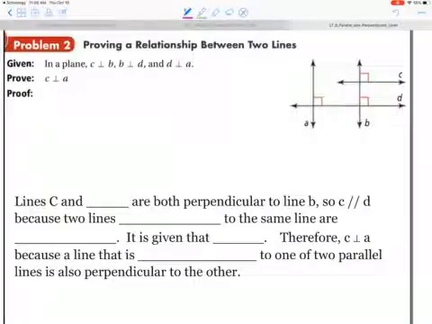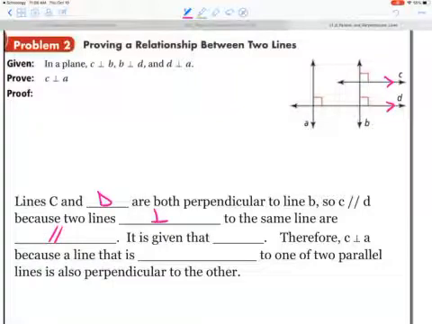So yes, this is a paragraph proof. It says lines C and blank are both perpendicular to B. So lines C and D are both perpendicular to B. So C is parallel to D, because two lines perpendicular to the same line are parallel.